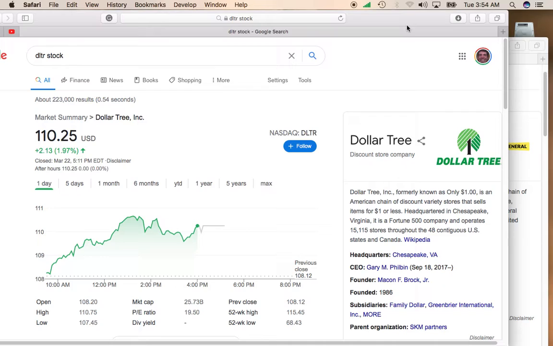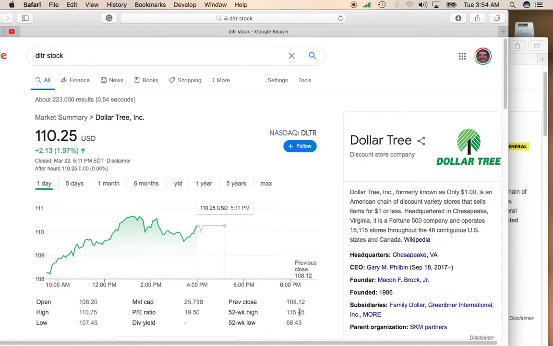So let's go ahead and take a look at Dollar Tree first. The business model for this store is that everything inside Dollar Tree costs $1 or less. They currently have over 15,000 stores throughout the 48 contiguous United States and Canada. Dollar Tree has a market cap of over $25 billion. They have a really low PE ratio in this market of just 19.5.